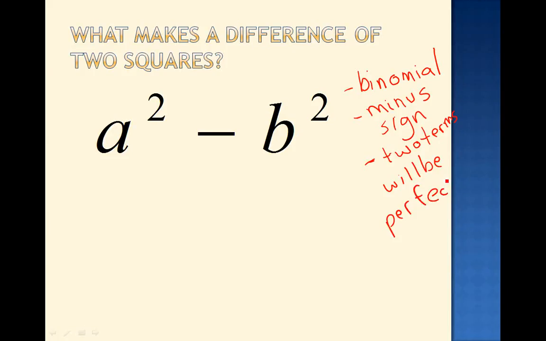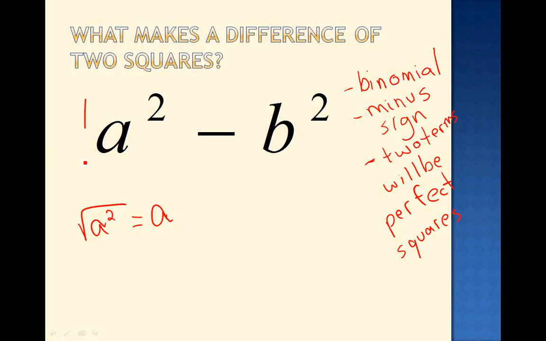Alright, so now what I have here is a model, a squared minus b squared. So let's just go through these requirements again. It is a binomial because you see two terms. There is a minus sign connecting the two terms, and both of the terms are perfect squares. Now just as a little reminder, a perfect square means that when you take a square root, you get a nice, neat term that comes out from underneath the square root.